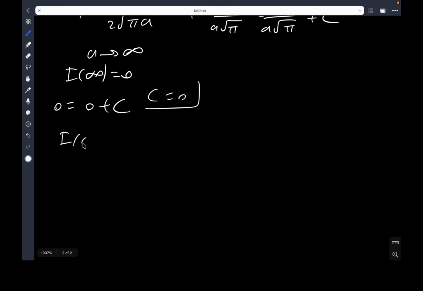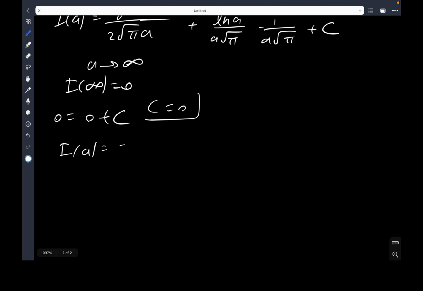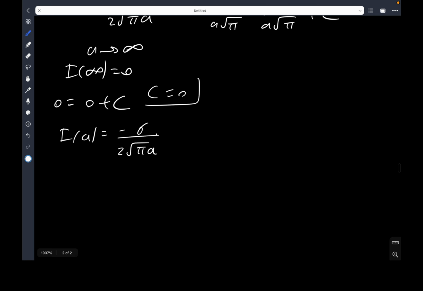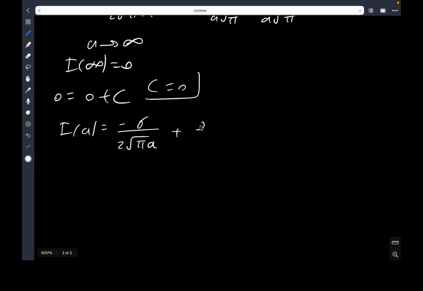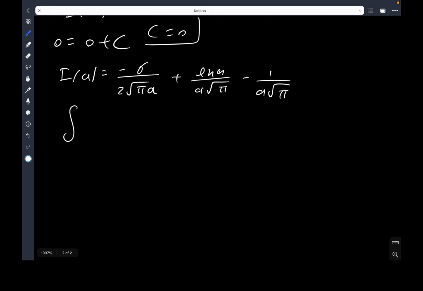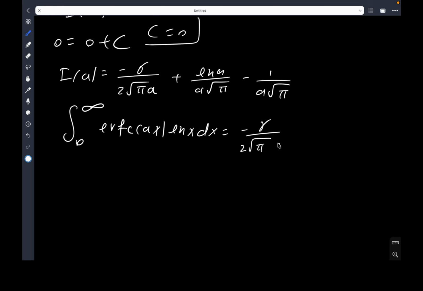So I of a equals negative gamma over 2 root pi a plus ln a over a root pi minus 1 over a root pi. Thus our integral from 0 to infinity of erf of ax ln x dx is this creature right here.